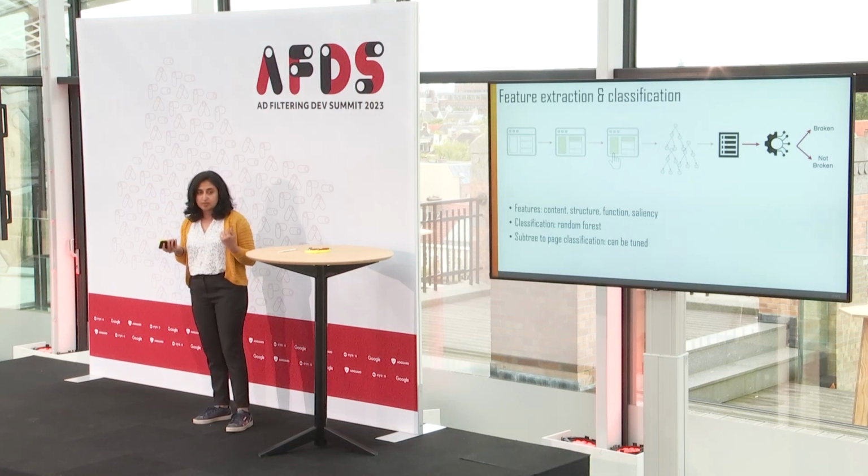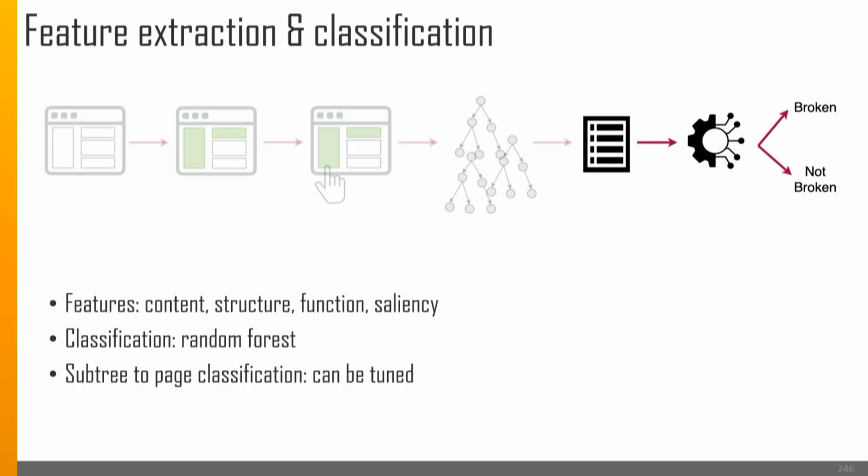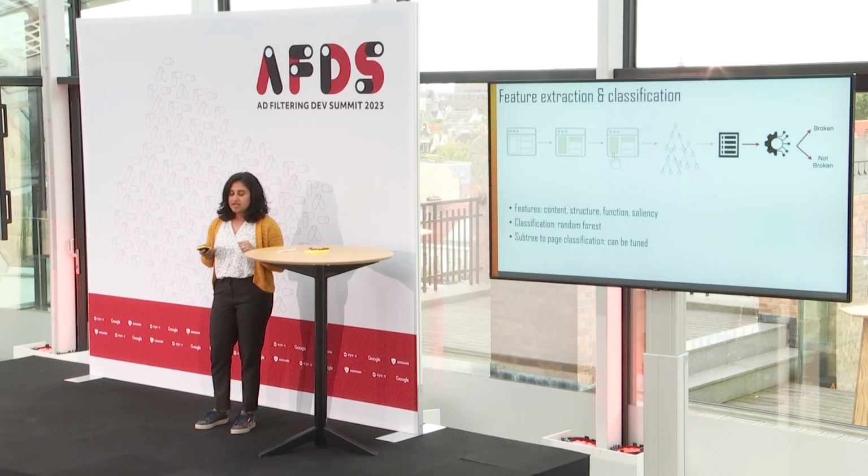So now we have the subtrees, and then we have the labels for the subtrees. So we extract a number of features from these subtrees regarding their content, their saliency, their structure, and their functionality. And then we feed this into a classifier, which is a random forest at the moment. And then we classify the subtrees on a page as whether they're broken or not.